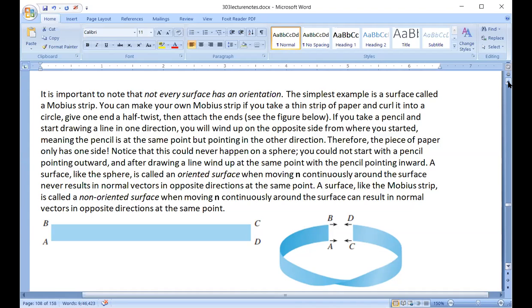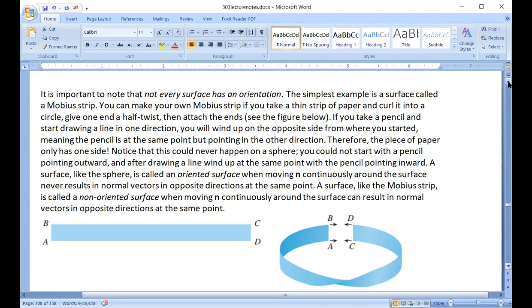Note that you could never do this on a sphere. You can't start with a pencil or a normal vector at one point pointing in one direction, slide it around, and somehow magically end up on the other side. You'll always be on the quote-unquote outside of the sphere. So a surface like that is called an oriented surface. Moving your normal vector continuously around the surface never results in normal vectors in opposite directions at the same points. A surface like this Mobius strip is called a non-oriented surface.